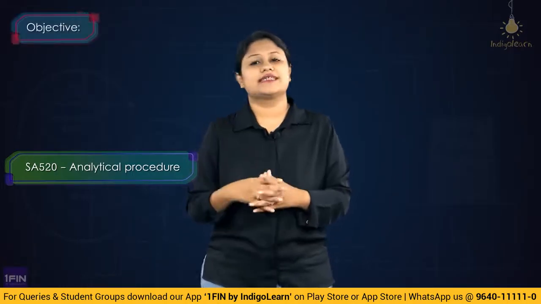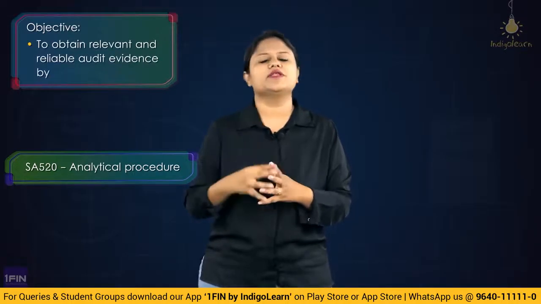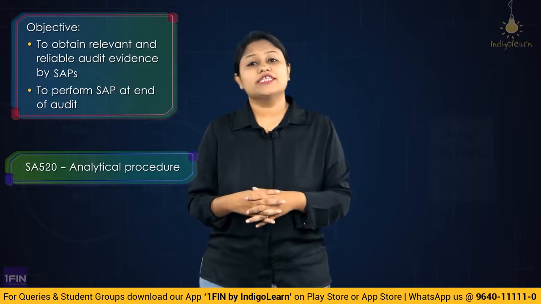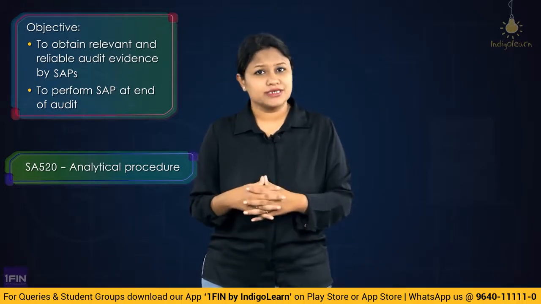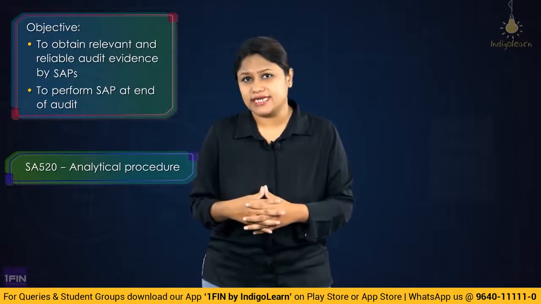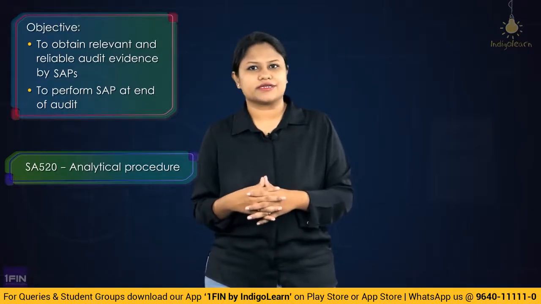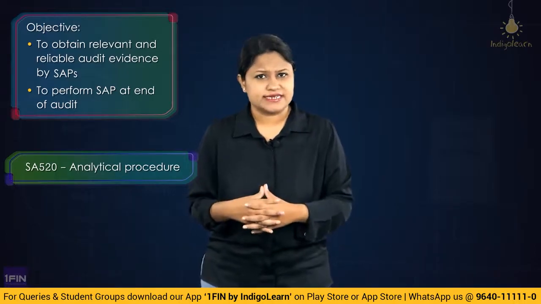Now, analytical procedures. The standard gives two objectives to the auditor. First, it is telling the auditor to obtain relevant and reliable audit evidence by using substantive analytical procedures. Second, it says that you have to perform analytical procedures at the end of the audit in order to come to a conclusion whether what you have understood about the entity and what the financial statements are reporting are actually matching or not. So these are the two objectives.